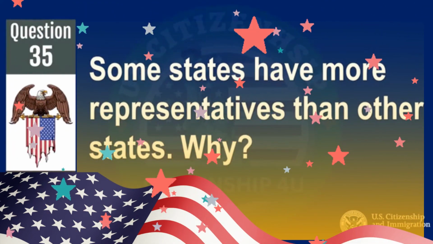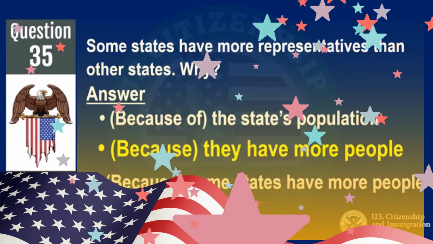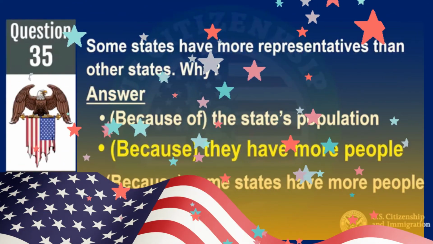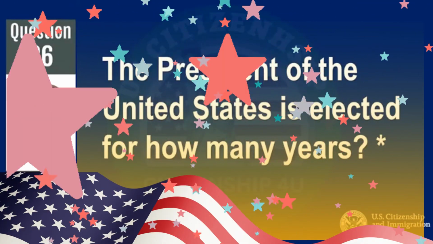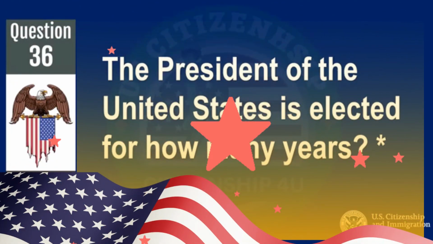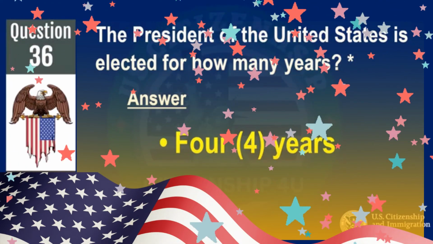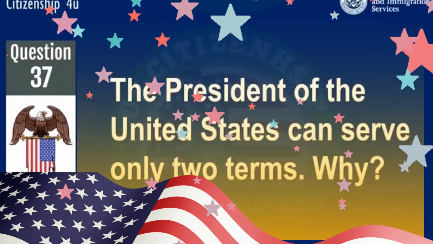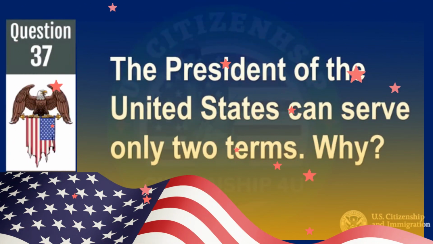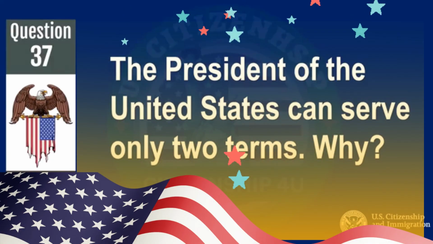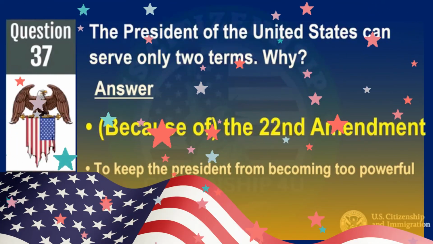Some states have more representatives than other states. Why? Because they have more people. The President of the United States is elected for how many years? 4 years. The President of the United States can serve only 2 terms. Why? Because of the 22nd Amendment.